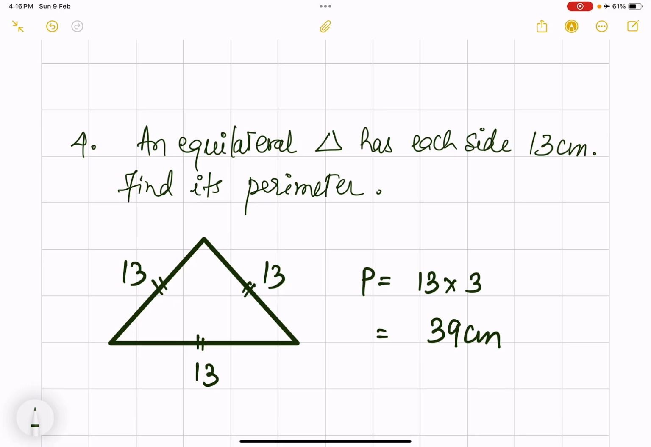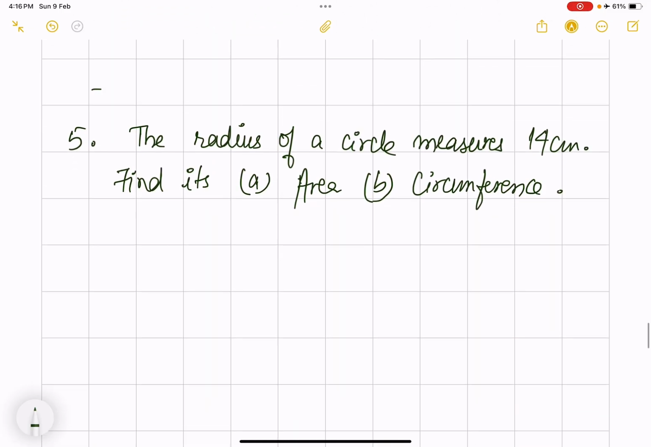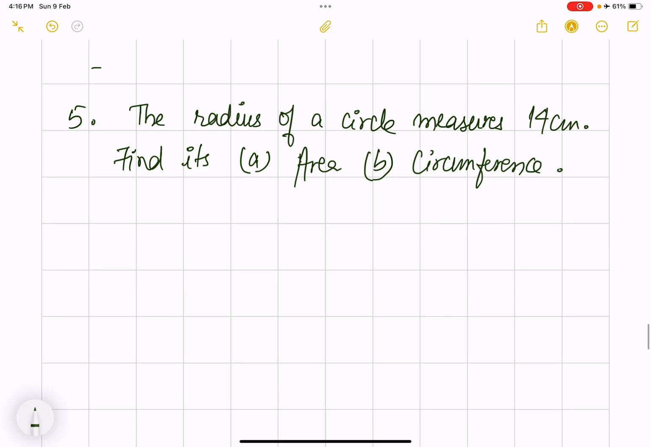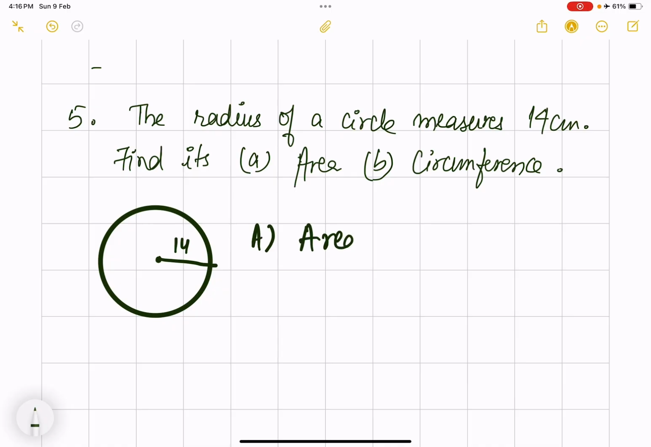Yeah. We were so lucky because it was an equilateral triangle. We can't forget that. Next is the radius of a circle measures 14 centimeter. Okay, so we have a circle whose radius from the center is 14 centimeter. Find its area. The first part is area. How do we find area? We're doing pi into r into r.